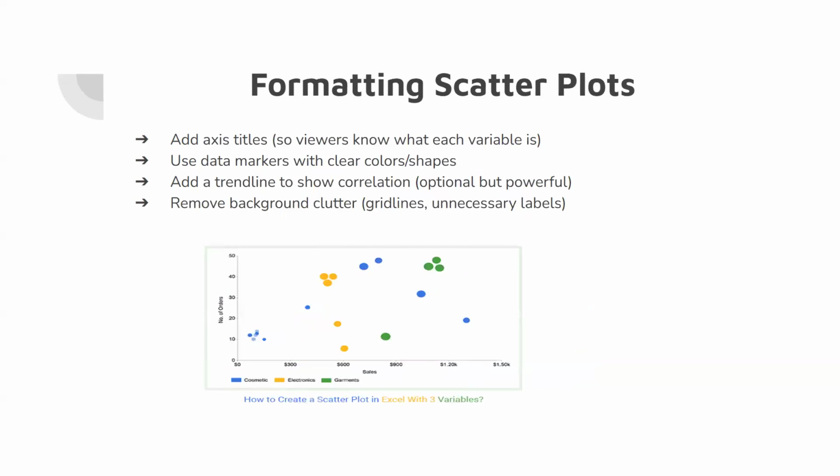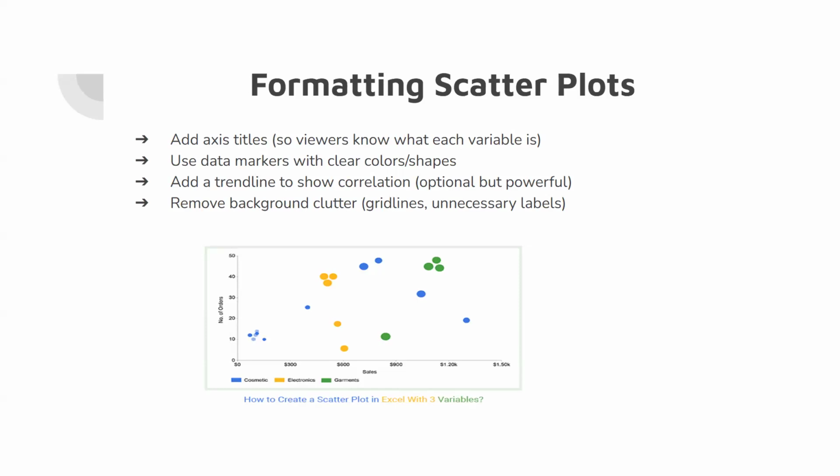Formatting scatter plots. When formatting scatter plots, you add axis titles so viewers know which variable is each. So this one is electronic, garment, and cosmetic. So different types of what different people buy. Use data markers with clear colors and shapes. So in a scatter plot, they just use a dot. So these dots are blue, yellow, and green.